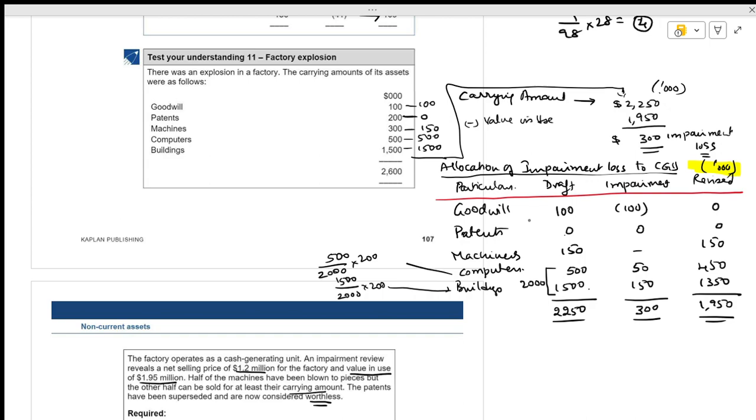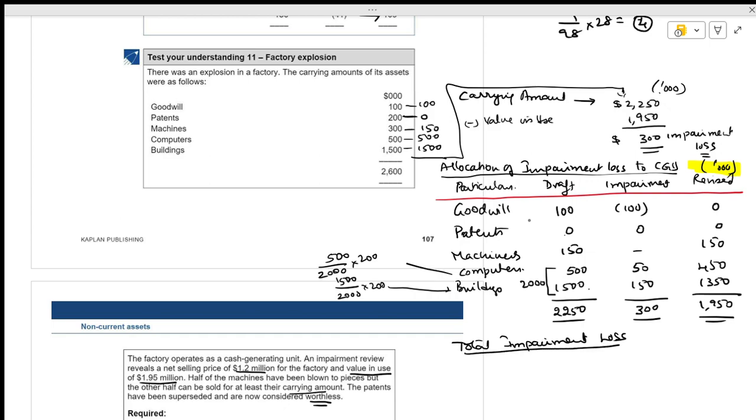How much is the total impairment loss? We have patents, we have buildings, machines, and this 300. Is that the total impairment loss?